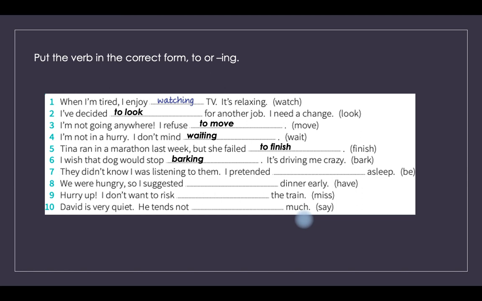Would stop, yeah? Keşke havlamasa. Would stop barking. They didn't know I was listening to them. I pretended to be asleep, pretend to do something. We were hungry, so I suggested having dinner early. Suggest doing something. 9. Hurry up, I don't want to risk missing the train. Risk doing something. David is very quiet. He tends not to say much.